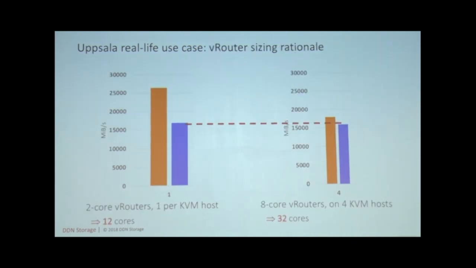So let's zoom in on some details. As you've seen on the previous slide, with 1 virtual router per KVM host, we're able to achieve 16 gigabytes per second in write. These are 2-core virtual routers, so we are using 12 cores in total on the KVM hosts. Let's see how many virtual routers with 8 cores we would need to reach the same write performance. This is just an extract from the previous slides. The answer is we had to launch 4 virtual routers with 8 cores in parallel to achieve 16 gigabytes per second in write. So we are using 32 cores instead of 12.